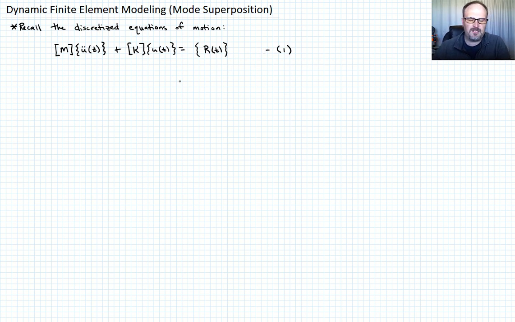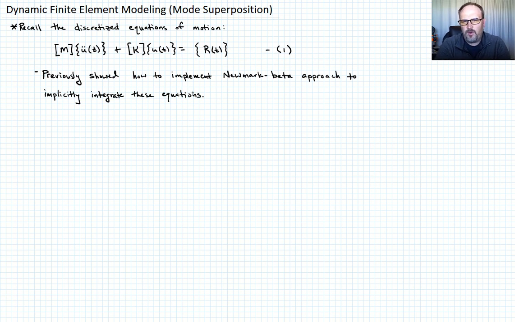So we've previously shown how to implement via the Newmark beta method the implicit integration of these equations. So if we care about the exact solution, we want to just step in time to solve it, we know how to do that. But also, a lot of times a good approximation for many dynamic problems can be obtained just by considering a small subset of all the modes. So what do I mean by that?